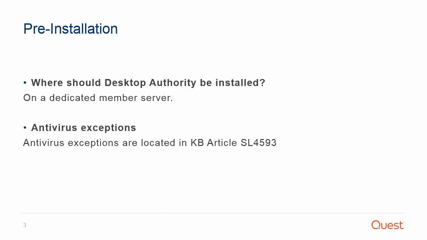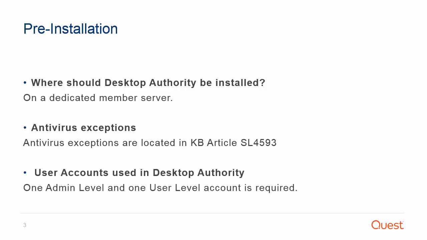It is possible for an antivirus program to detect and report Desktop Authority as a virus because of the complexity of files and updates that occur. This false positive detection by an antivirus program may cause Desktop Authority's installation files to be quarantined, making the program non-operational. To bypass this situation, it is recommended to configure some exceptions in your antivirus program. These exceptions can be found in the KB article SL4593.